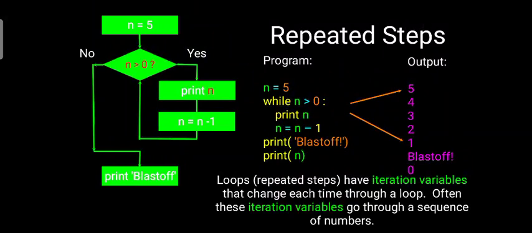As you understand from the output, if we want to print 5, 4, 3, 2, 1, something like this, we require repeated steps. And for repeated steps, we write some conditions that are known as loops. So loops have iteration variables that change their value each time through the loop. Often these iteration variables go through a sequence of numbers.